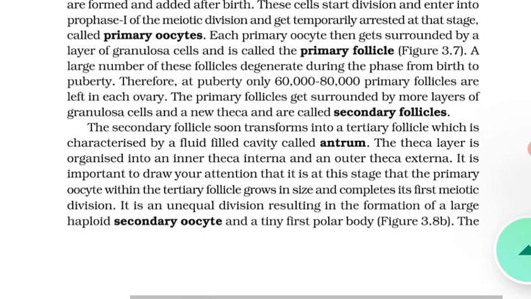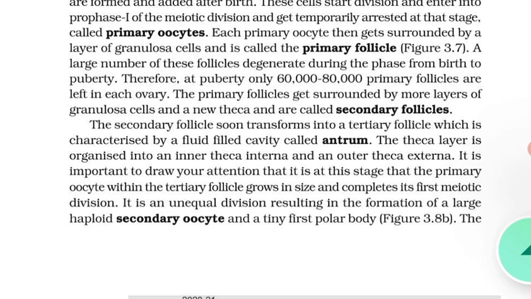The secondary oocyte retains the bulk of the nutrient-rich cytoplasm of the primary oocyte. Can you think of any advantage for this?